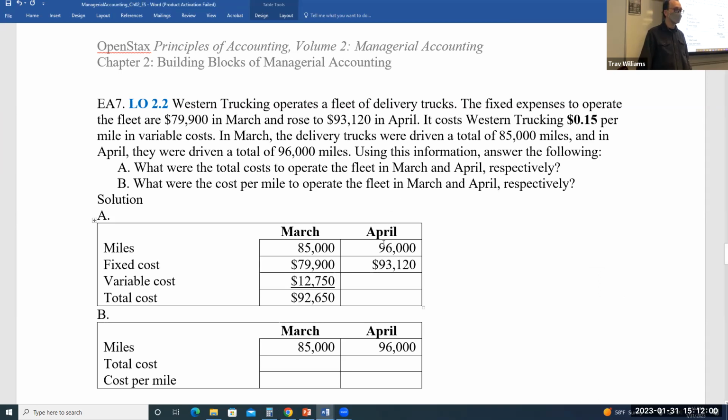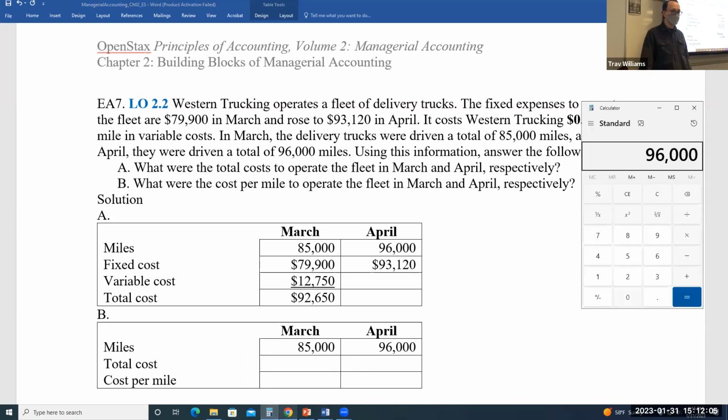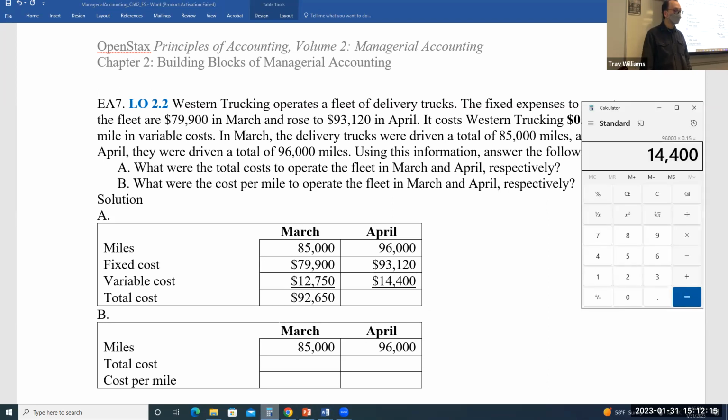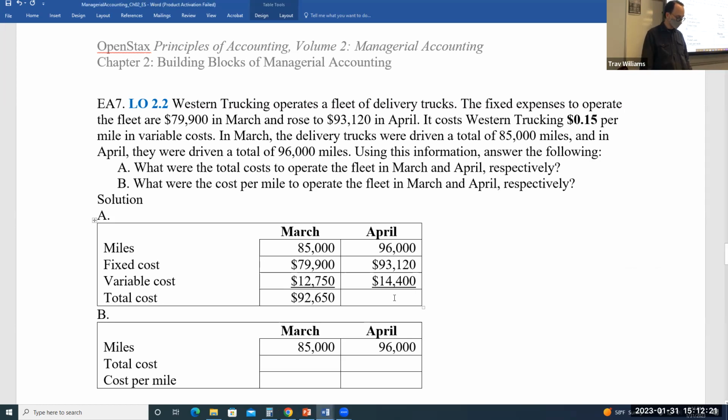We can do the same thing in April. Take the miles times 15 cents per mile, 14,400. That's our total variable cost. Add that to the fixed, 107,520. So we know our total cost in March and total cost in April.